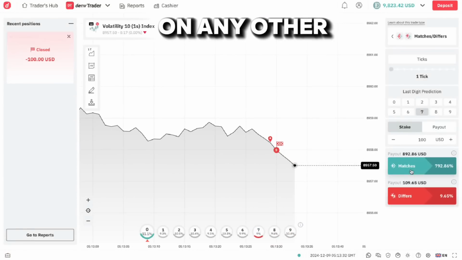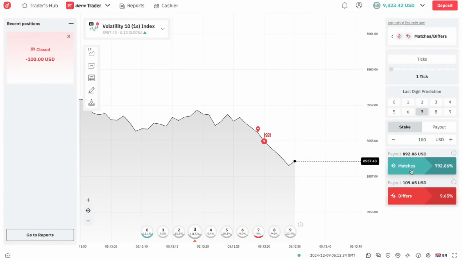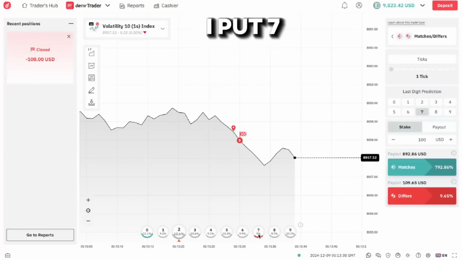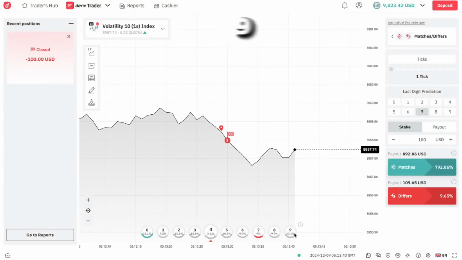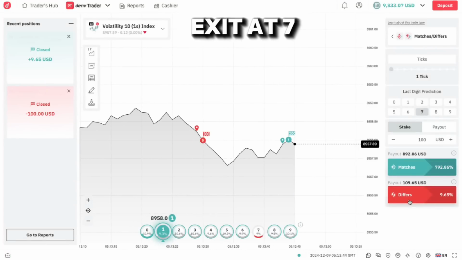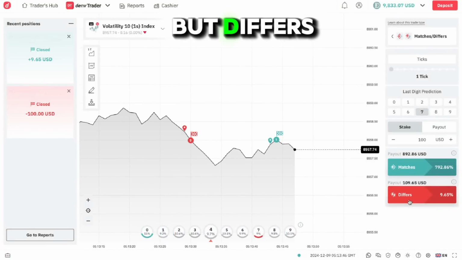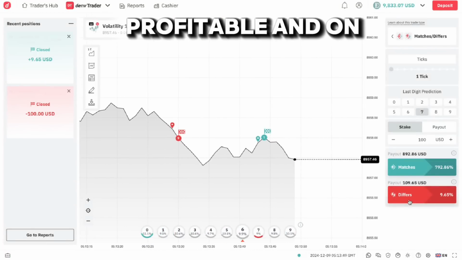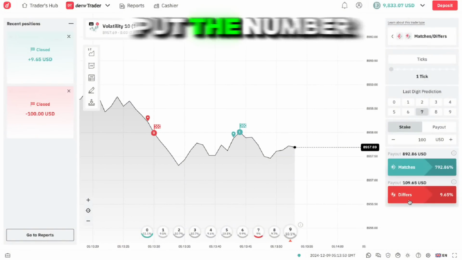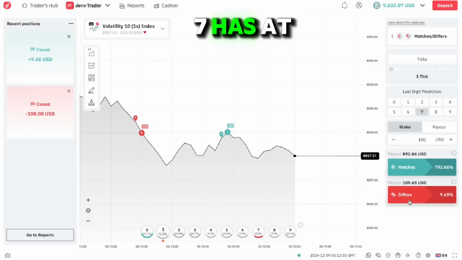If it exits on any other number, you see that red flag. So for example, I put 7, it exited on 9. I lost. If I put differs, I mean it doesn't have to exit at 7. But differs is not as profitable. And on differs, I always say put the number that has the least percentage. 7 has the least percentage.